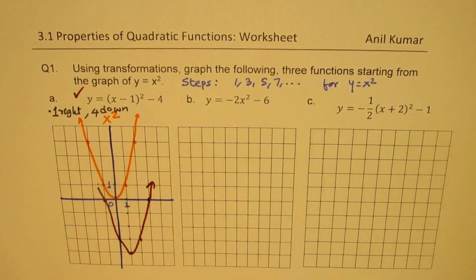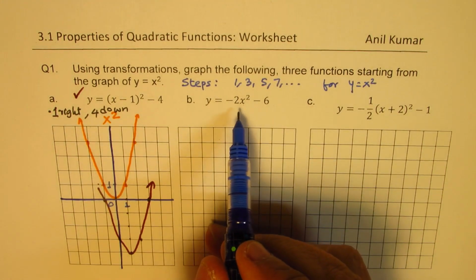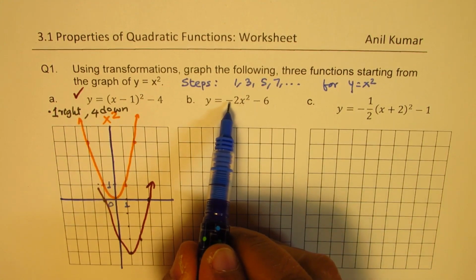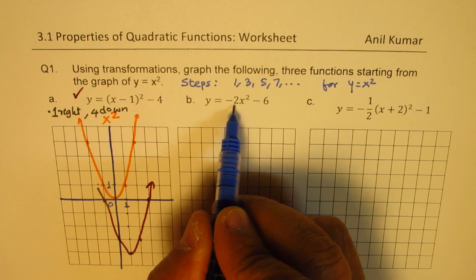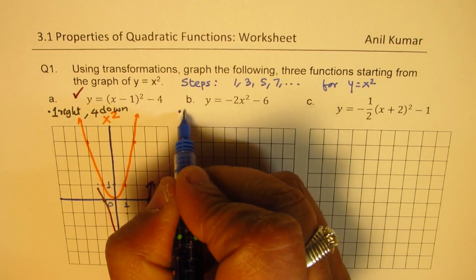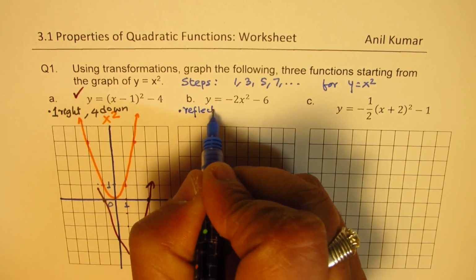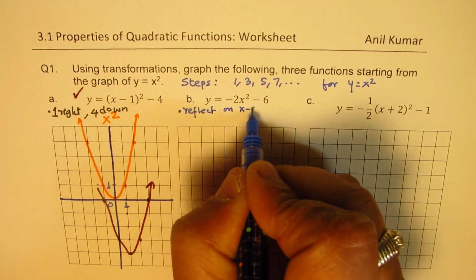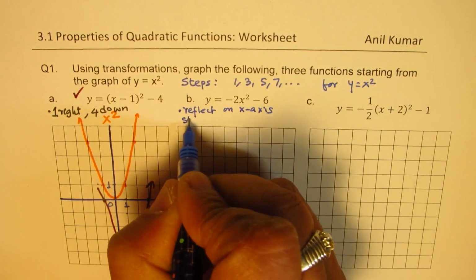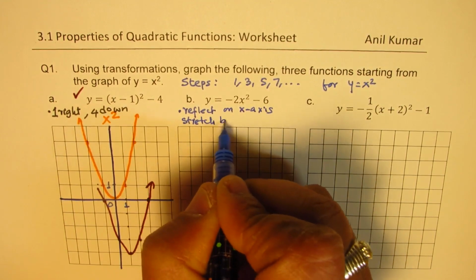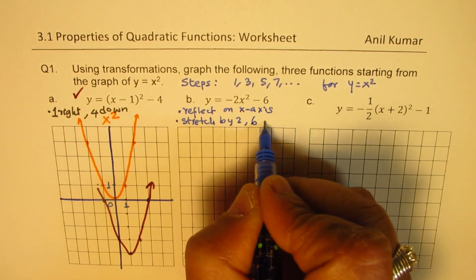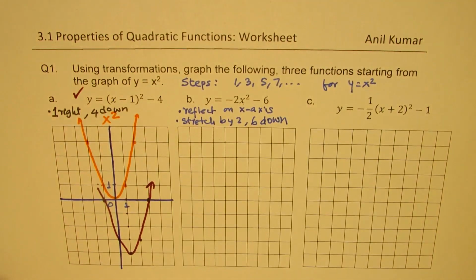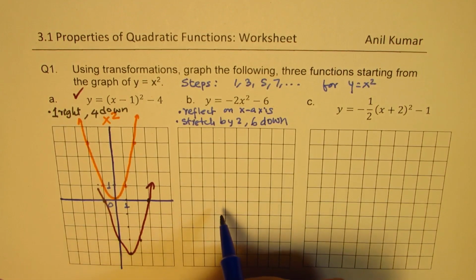Now let's take the next one. Now let us see what is the transformation. Here we have a reflection, right? We have a reflection, and then it is stretched by a factor of 2. So the translation here is reflect on x-axis, stretch by 2, and then 6 down, in short. Is that okay? So that is how we are going to do it. That is the transformation. So let me again sketch this.